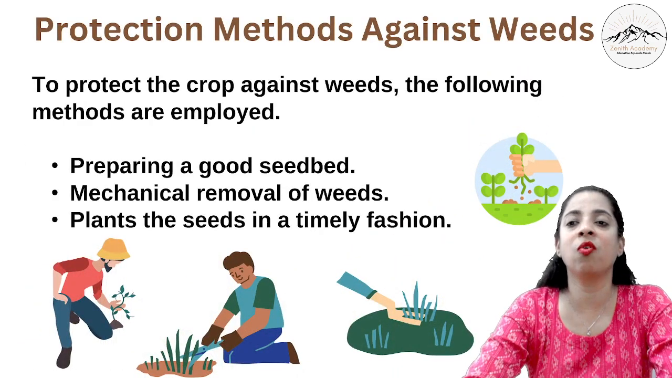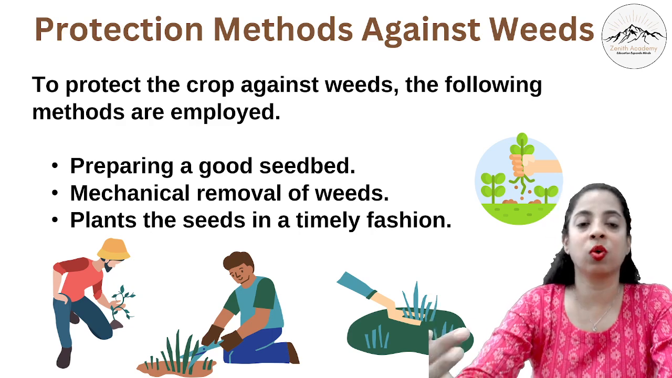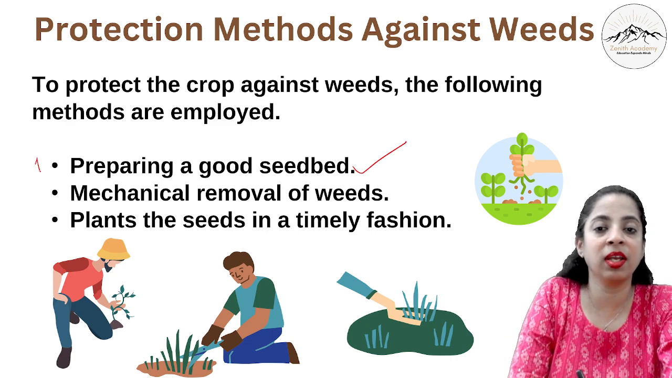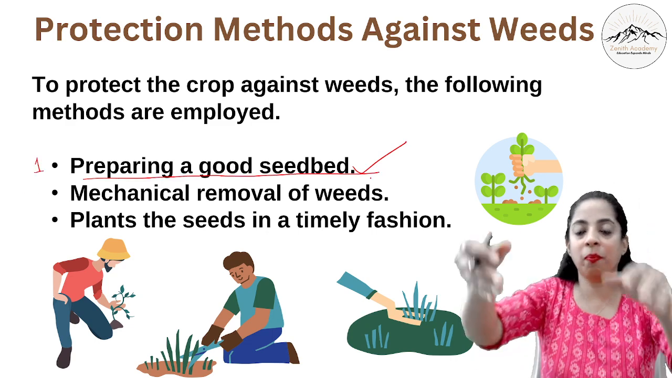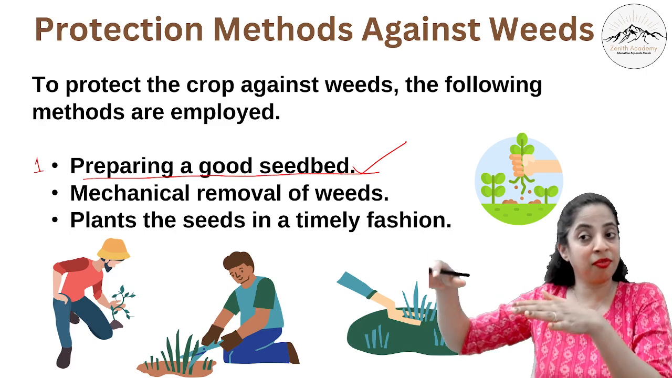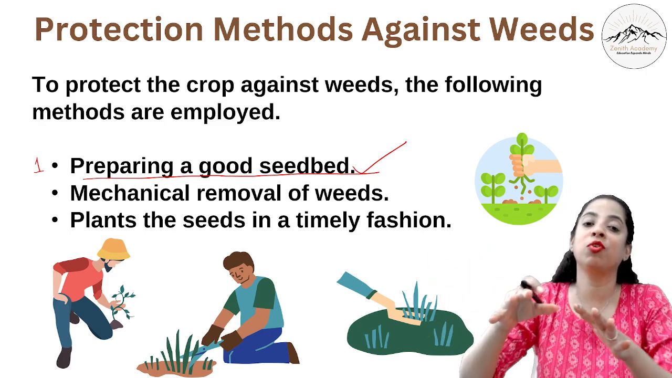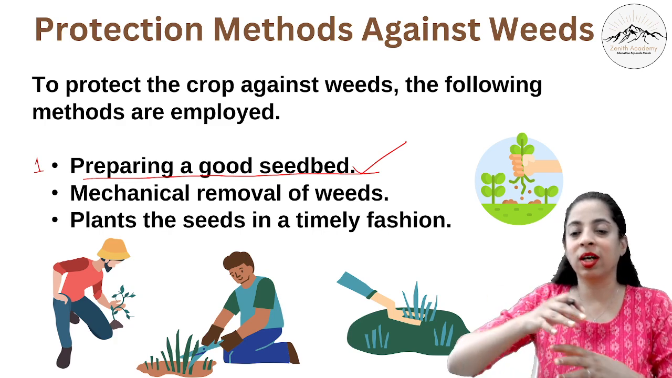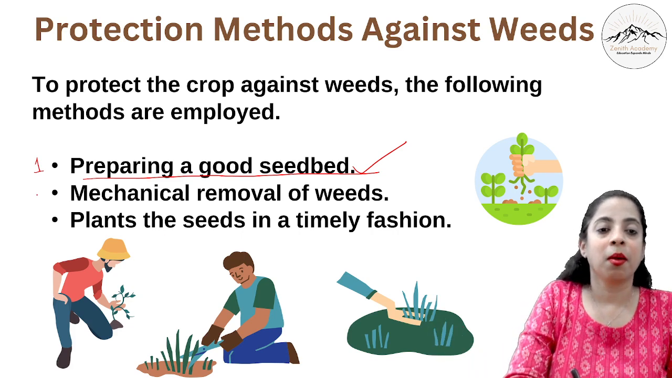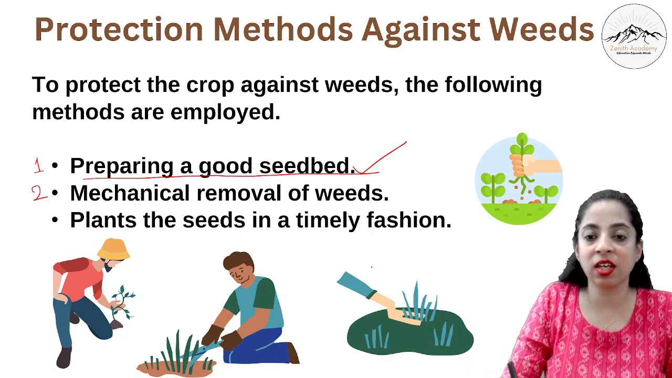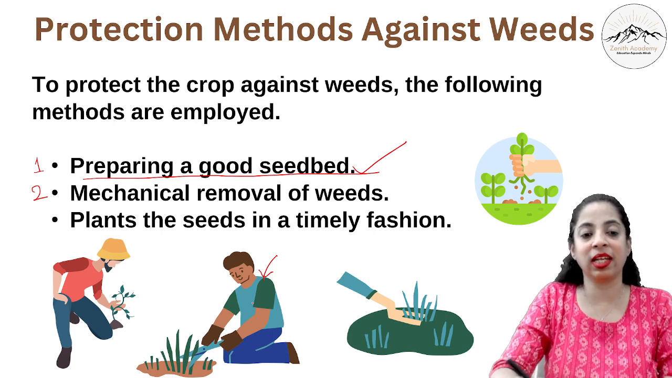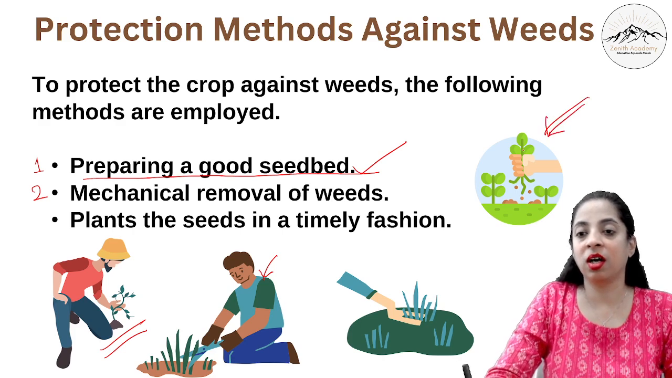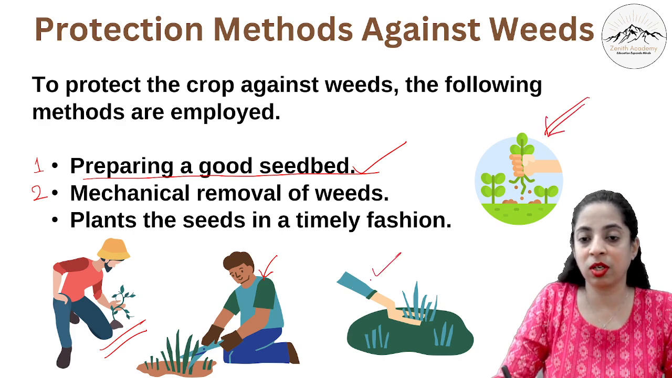So let's see how we can protect against weeds. What are the protection methods? The following methods are observed. First is preparing a good seed bed. When you are preparing the bed in the farm for the seeds to be sown, you have to prepare it very nicely so that there are no undergrowths or no other seeds there, right? Second, mechanical removal of the weeds. Can you see here? This is how he is removing the weeds mechanically. He is uprooting them. He is uprooting the unnecessary plants. This is how you can do this.